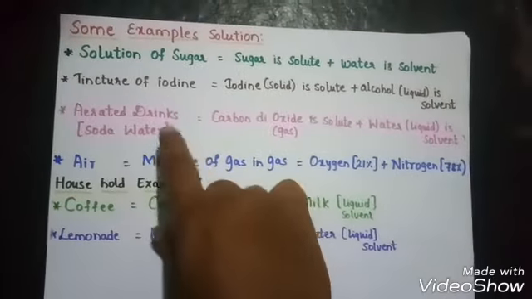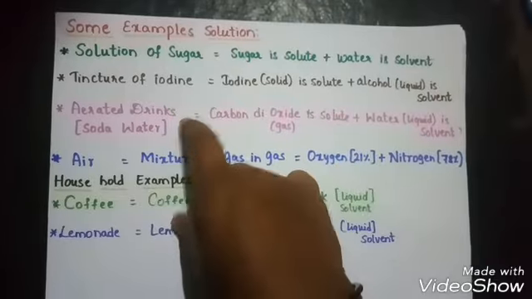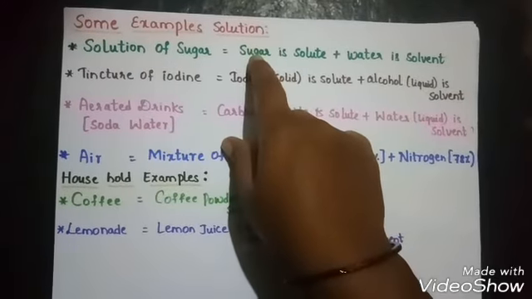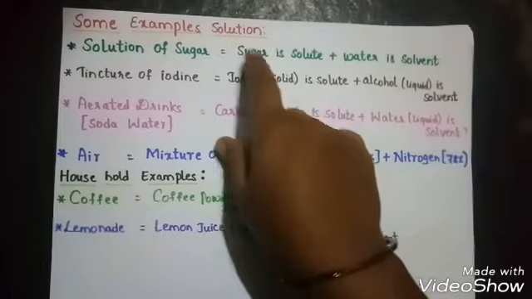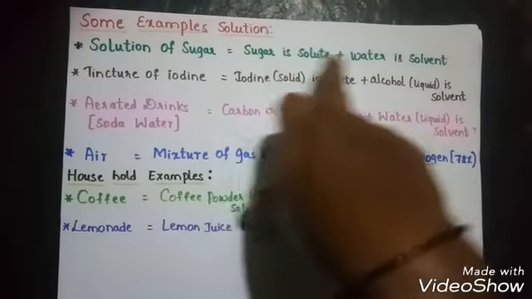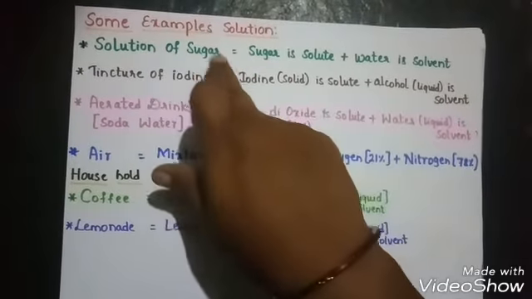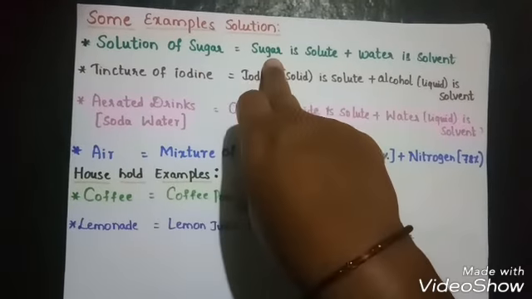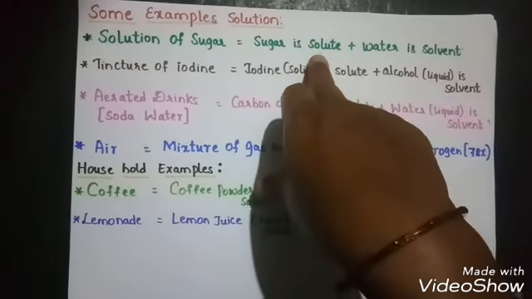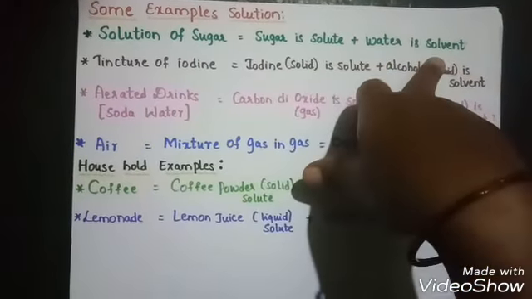Now children, we'll see some examples of solution. We mixed salt and water. In the same way, when you mix sugar and water, you get a solution of sugar, which is also a kind of solution. In that, sugar is the solute and water is the solvent.